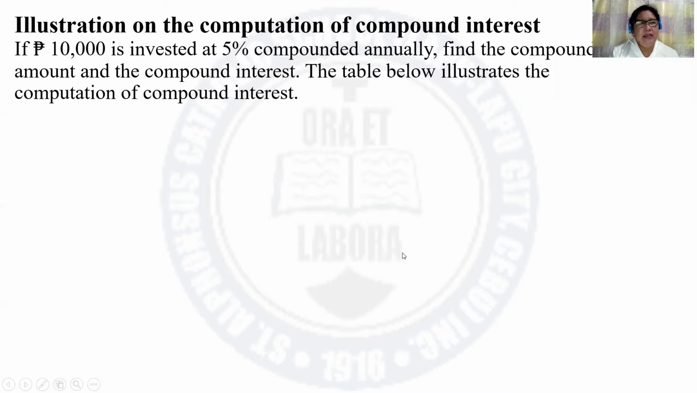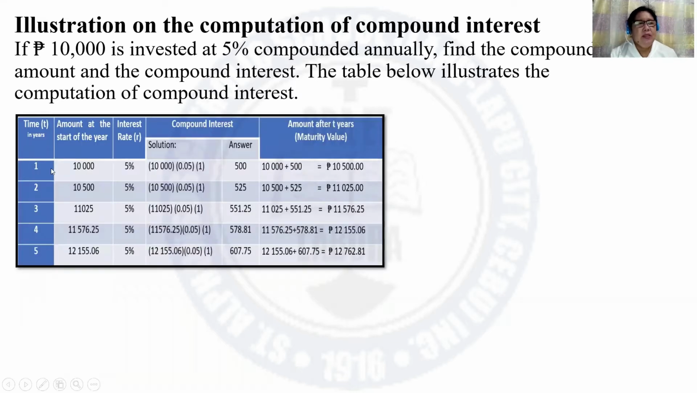Next, let us have an illustration on the computation of compound interest. If 10,000 is invested at 5% compounded annually, find the compound amount and the compound interest. The table below illustrates the computation of compound interest. So here, you have the first column, the time in years, then second column, the amount at the start of the year, and then 5% for the interest rate, and then you have the computation as well as the answer. Then for the last column, you have now the maturity value.